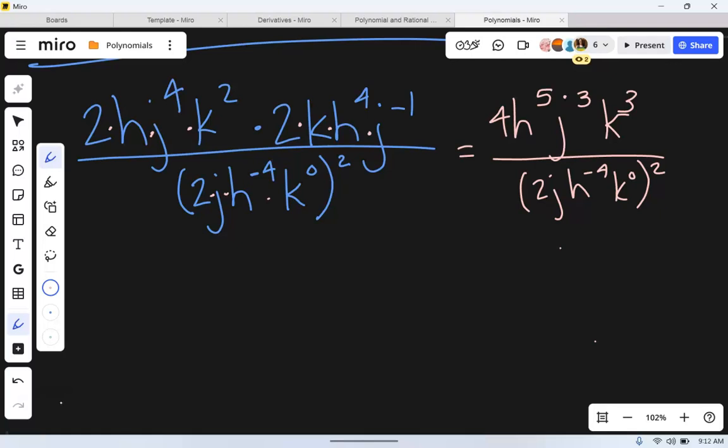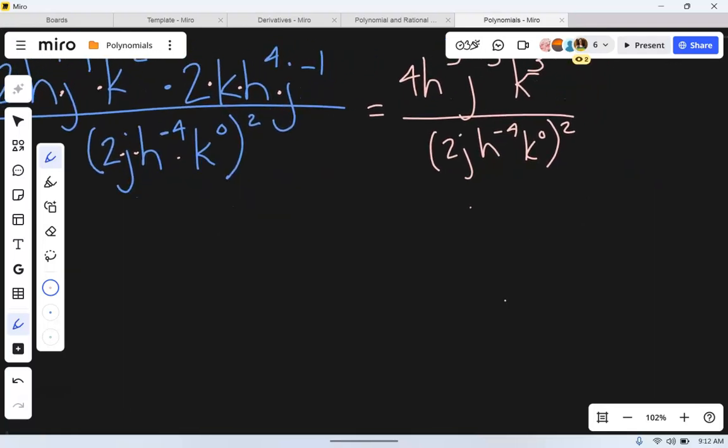So I could, but see how this bottom's not quite simplified yet? I might need to work on that first. So what could I do with just the bottom first? Distribute the two. That's beautiful. That's exactly what I would do too.